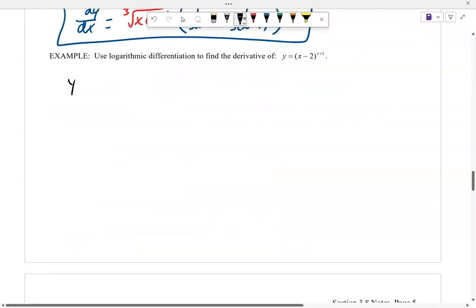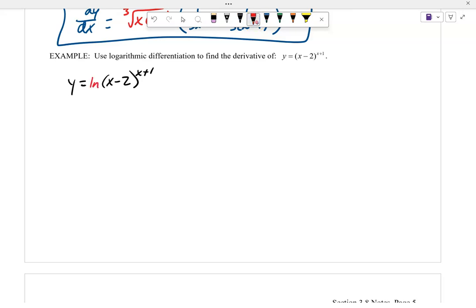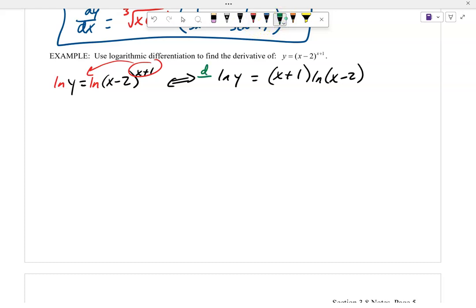All right, here we've got y equaling (x minus 2) to the x plus 1. Again, another problem where it would be useful to use the natural log so that we can apply our power rule on this so that x plus 1 can come down in front. So we've got ln of y equals, now there's 2 quantities there, so make sure you put that whole thing in parentheses. You got (x plus 1) times the natural log of (x minus 2). And so now we're going to go ahead and take the derivative at this point. Take the derivative with respect to x, both sides.